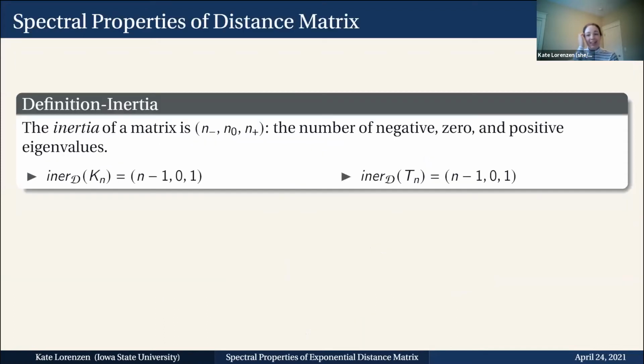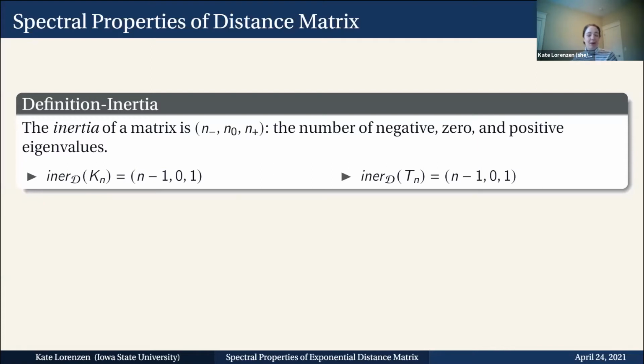So some other things that Graham and Pollak did when they initially were studying the distance matrix is they were really looking at inertia, right? Because their problem had the solution that your address labels had to be the max between the negative and positive eigenvalues. So they started to look at inertia, which is a tuple of the number of negative, 0, and positive eigenvalues. And they were able to find that for the complete graph, having n-1 negative eigenvalues, 0 zero eigenvalues, and 1 positive eigenvalue, as well as all trees having the same inertia.